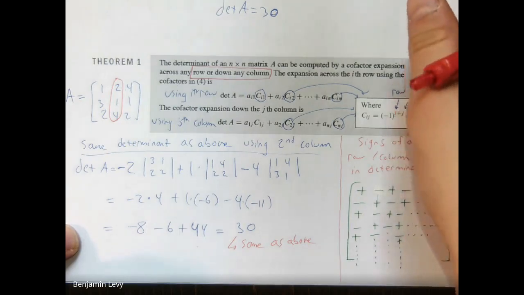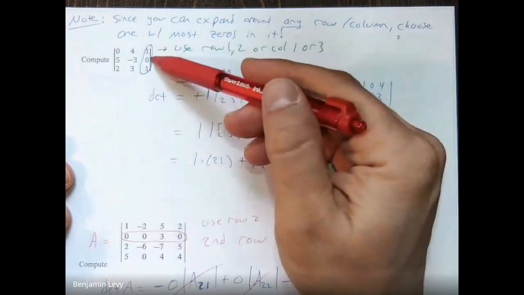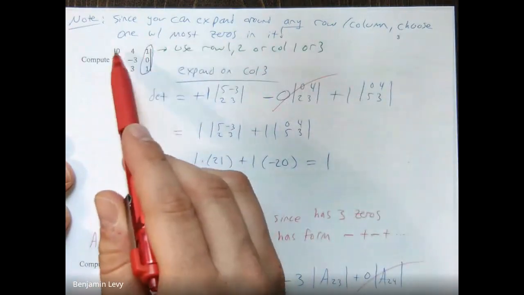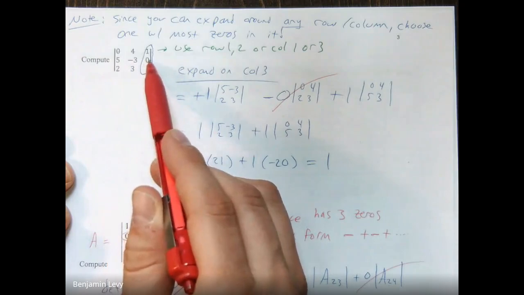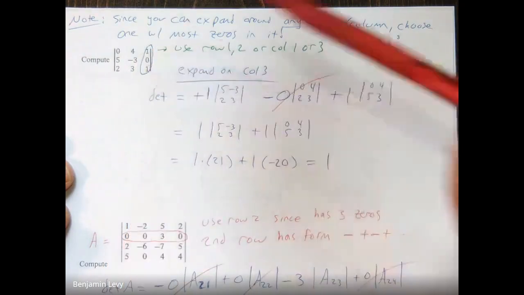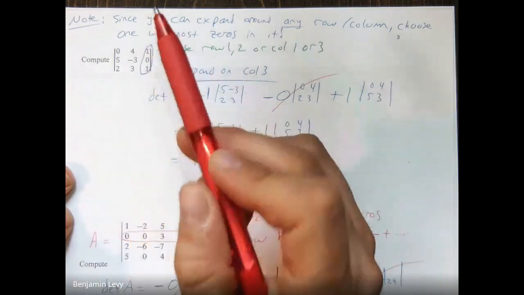So, for example, on this one here that we did, I chose the third column because it had a 0 in it. We could have also chosen the first row or the first column or the second row, which would have been fine because they all have a 0. I just happened to choose the third one, which is nice, right?